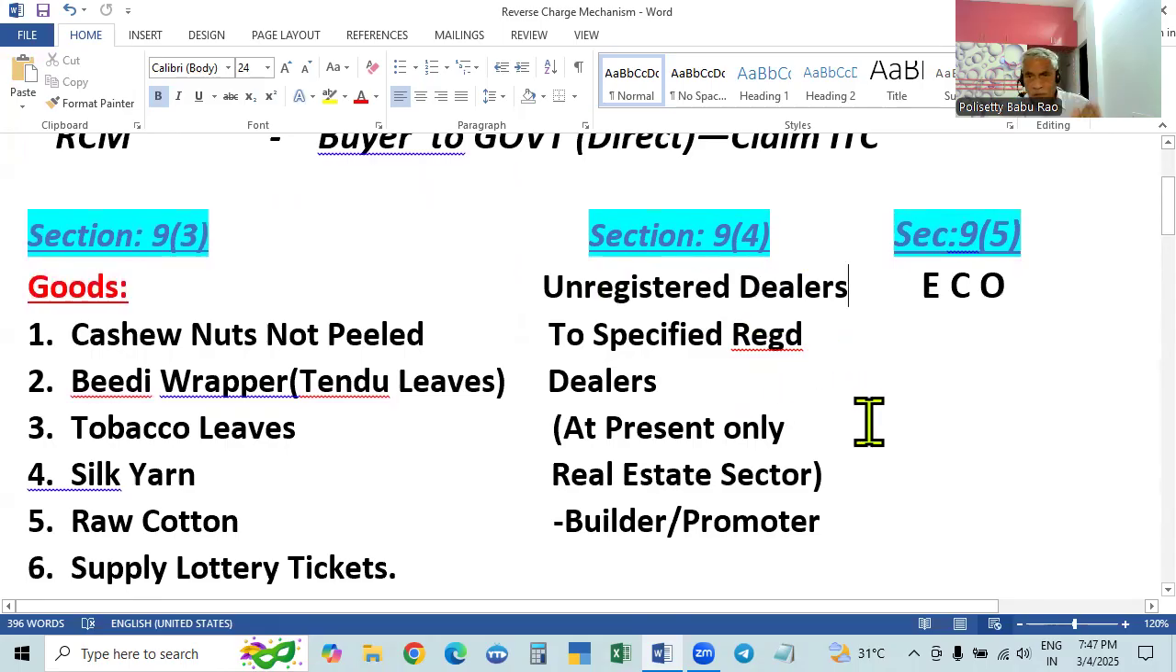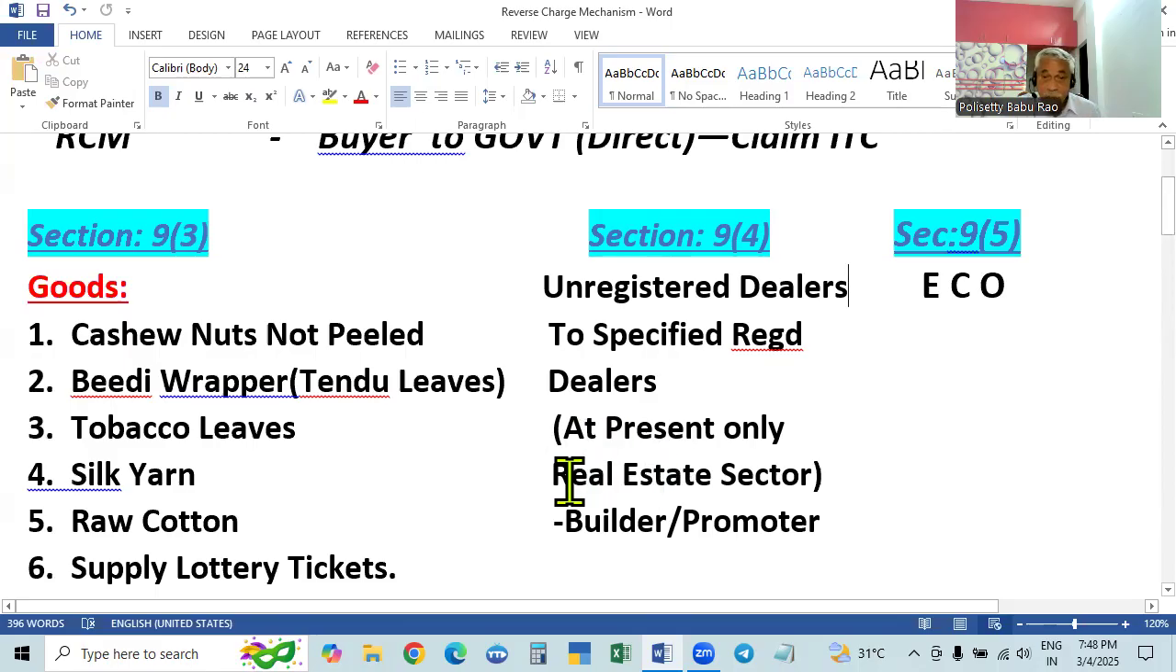It was there for a few months and it was deleted. Deleted means it was suspended, so it was not applicable. And from 1st April 2019, again this is brought into operation. So in this case, under Section 9(4), the government will specify the specified registered dealers. In this case, only one type of registered dealer is specified at present.